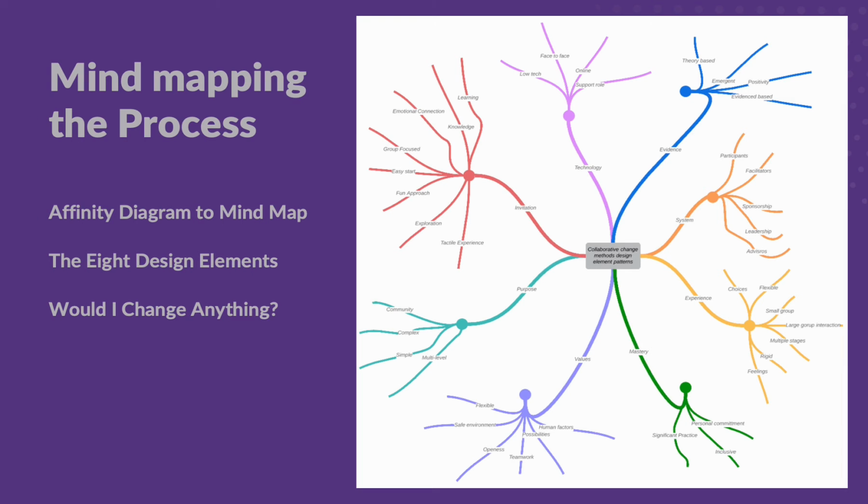From there, I went into mind mapping the process. Now, affinity diagrams and mind maps are different. An affinity diagram is a bit more of a brainstorming process where you just put everything out there. In the mind mapping process, once you've discovered the themes, you can create a visual that shows those various themes. I created mine where each design element was a main branch, and then off of that, I created smaller branches of the various themes, and you can see that they're arranged by color.